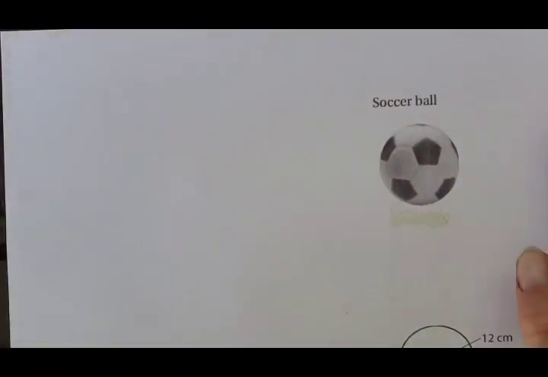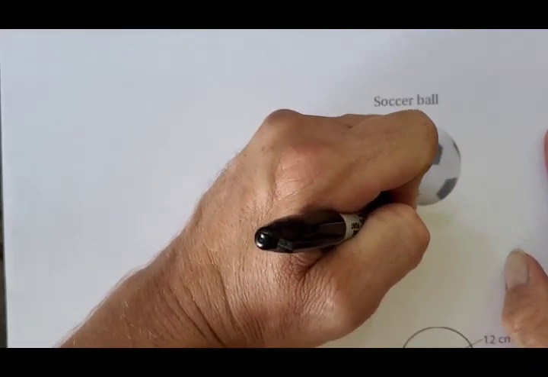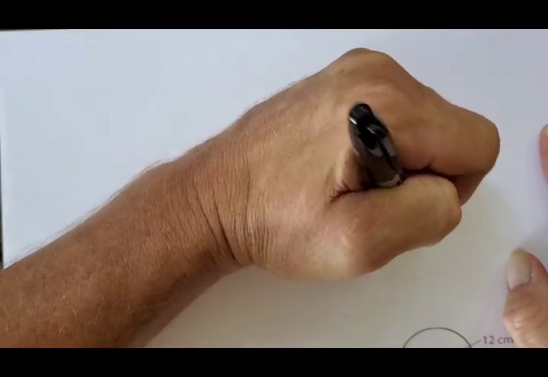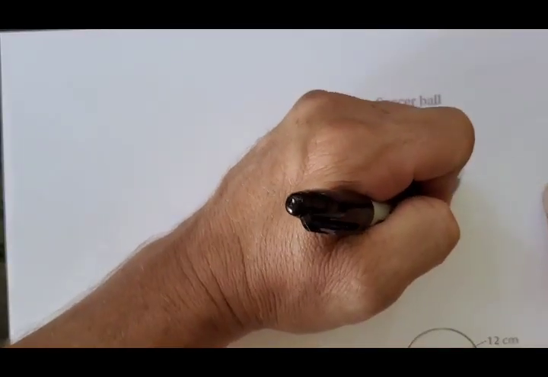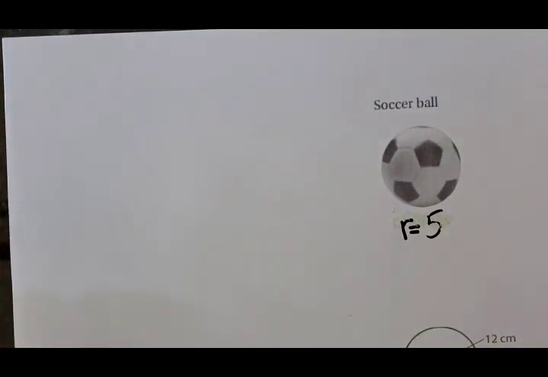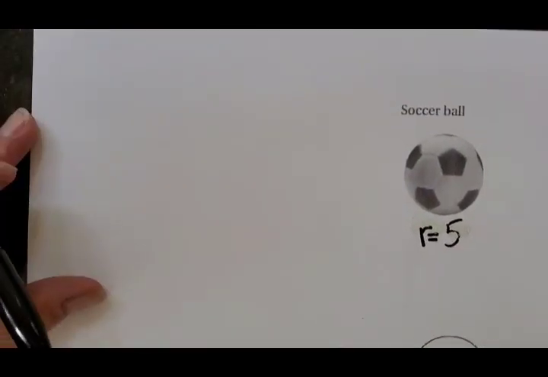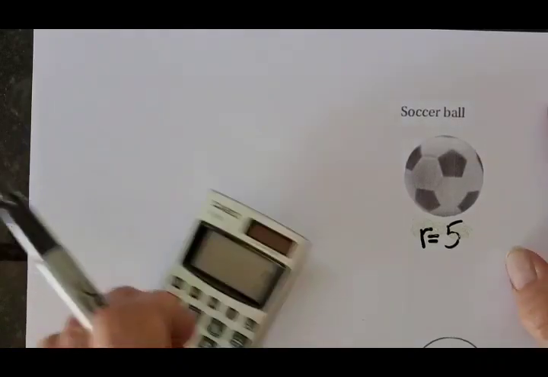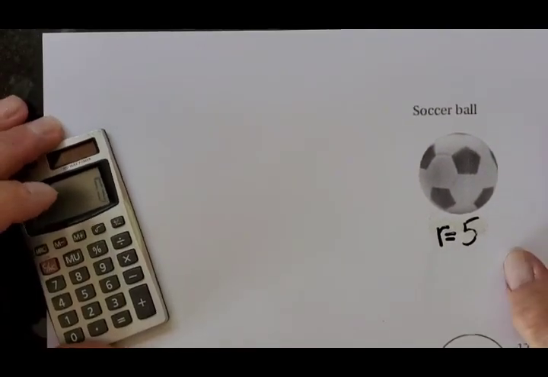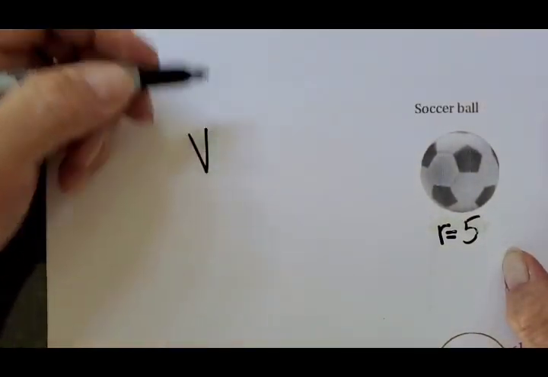Ooh, how about this? We've got a soccer ball. Radius for a soccer ball, I'm guessing, probably 5 inches. Soccer balls are maybe 10 inches across. So let's go with that. Let's go ahead and find the volume of this sphere. This sphere is a soccer ball. And look, it has more geometric shapes on the outside. Interesting. All right, so we have the measurement that we need.